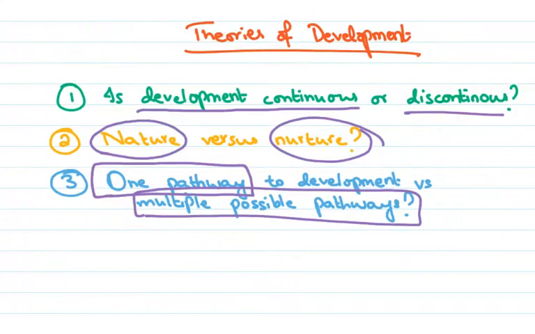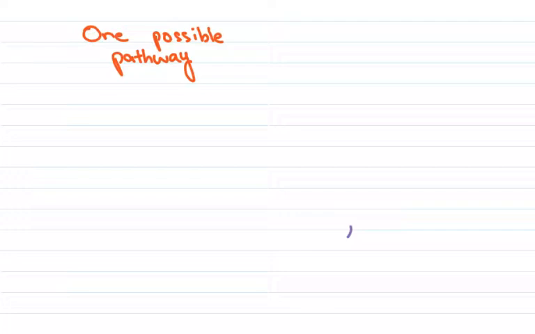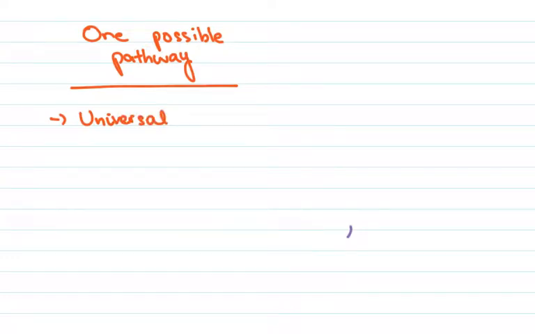Now let's come back to the third question, which is: is there one pathway to development, or are there multiple possible pathways? Now basically, when we have one possible pathway, that means that we assume that development, for the most part, is going to be universal for all humans, right? It's going to follow a universal kind of pathway in which people will develop similarly when they're the same age, pretty much, right?